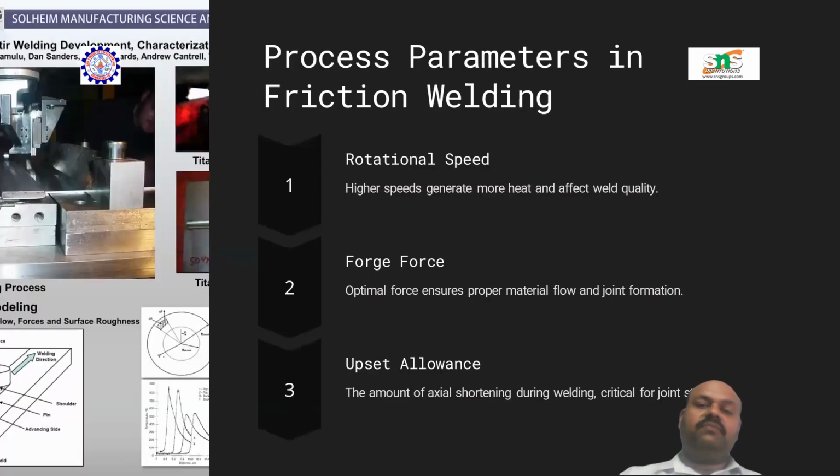So what are all the process parameters that influence friction stir welding? So we have 3. One is rotational speed. Higher speeds generate more heat and affect weld quality. Forge force. Optimal force ensures proper material flow and joint formation. And offset allowance, the amount of axial shortening during welding, critical for joint strength. So this is how the process parameters control friction stir welding quality.